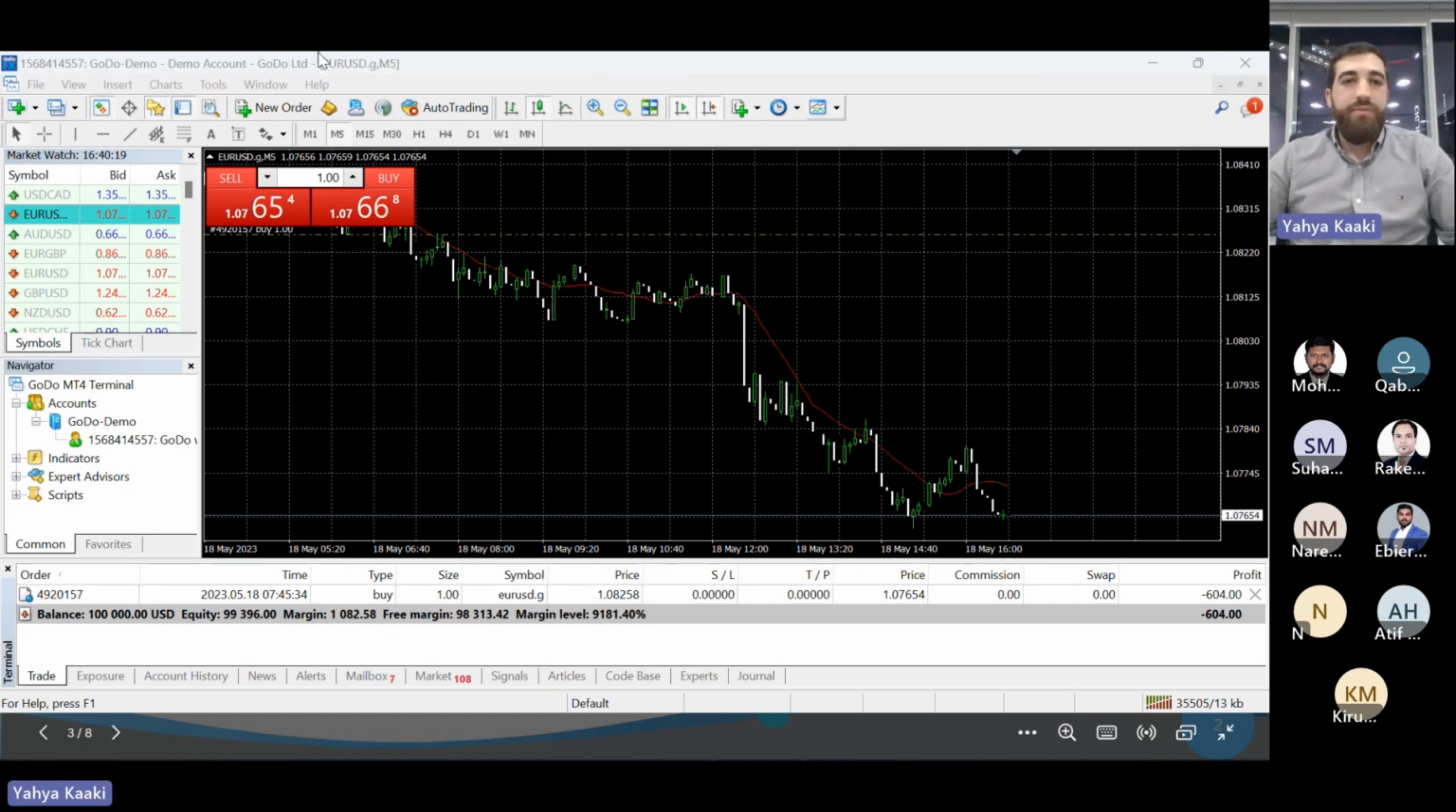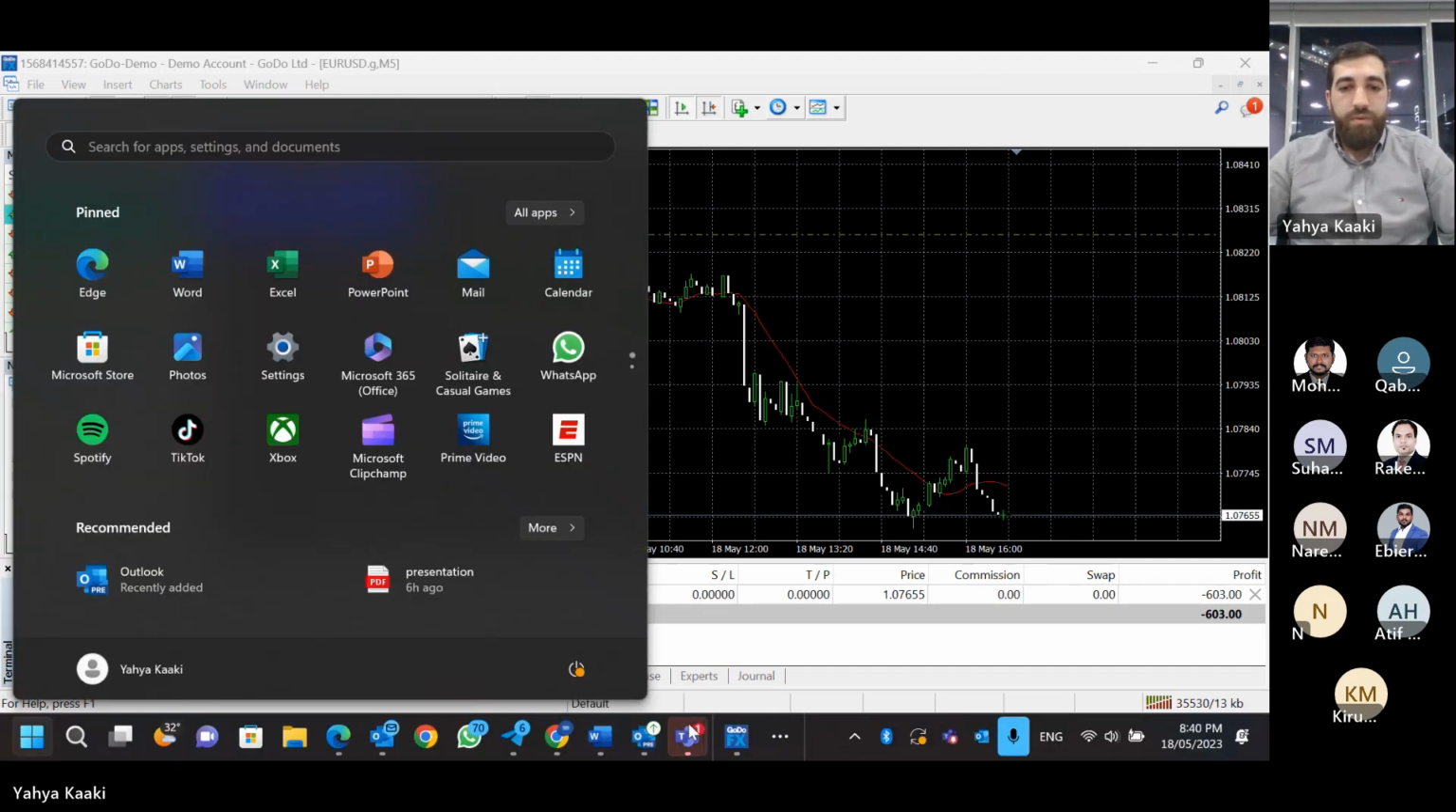Okay, so now we can see the MetaTrader 4 platform in front of us. As we can see here, we have the Euro USD. Of course, this is a demo account. We opened a demo account in order for us to apply all the things we're going to talk about. So for example, here we have the Euro USD.